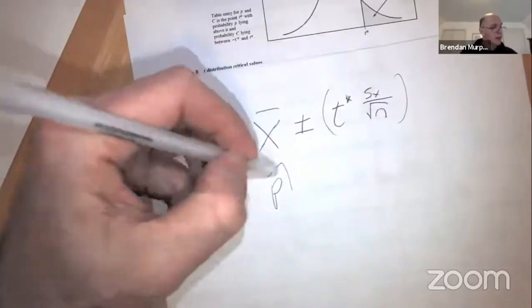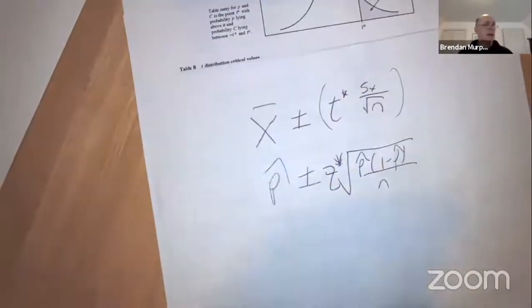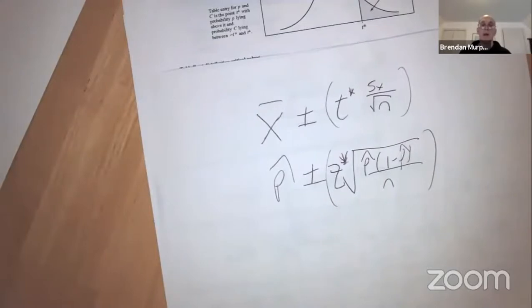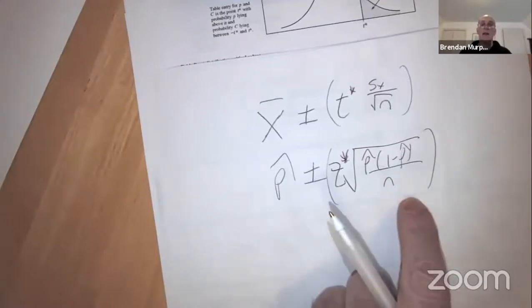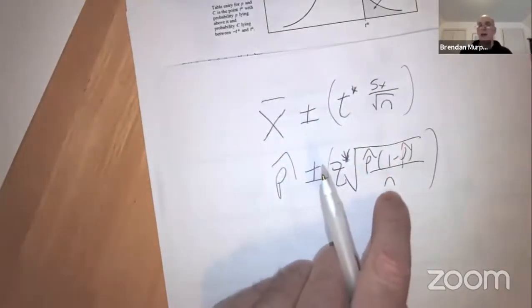And with proportions, what is it? P hat plus or minus square root of P hat times 1 minus P hat over n. And that's a critical Z value. So again, when I multiply those two numbers, I get my margin of error. And sample size is going to be important here in both formulas. It's really square root of n and square root of n on this formula as well.